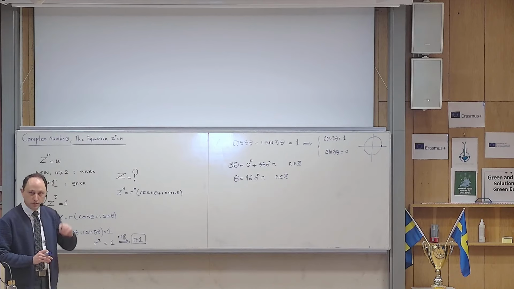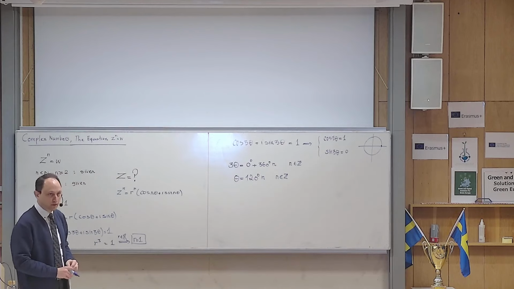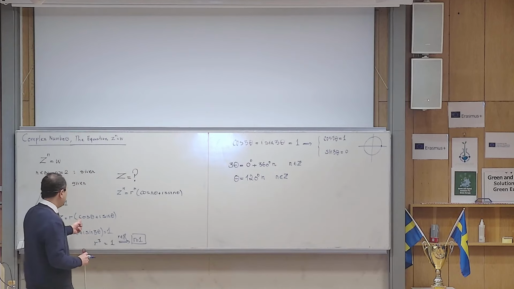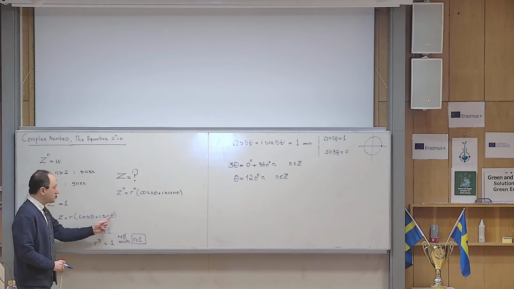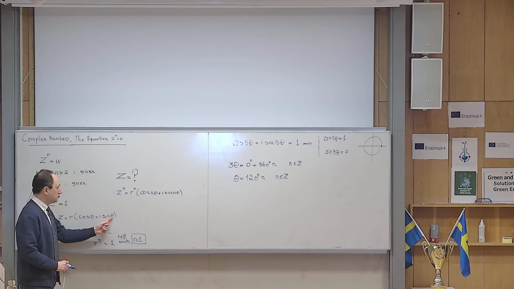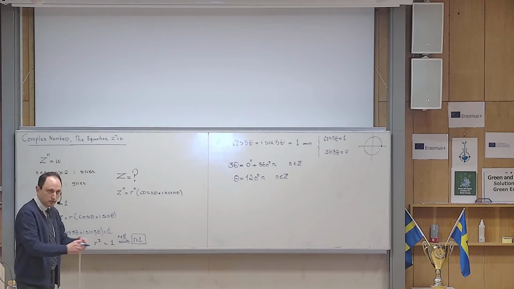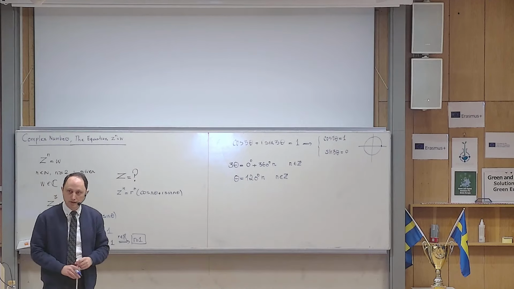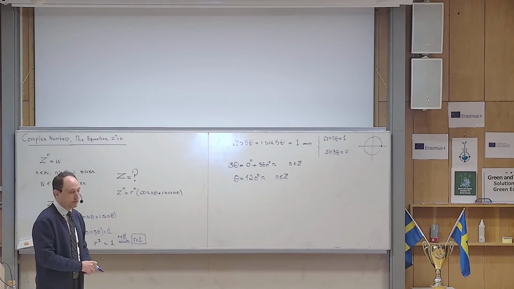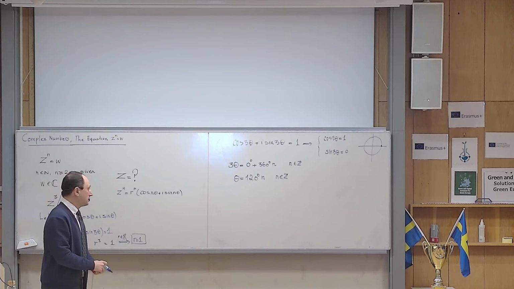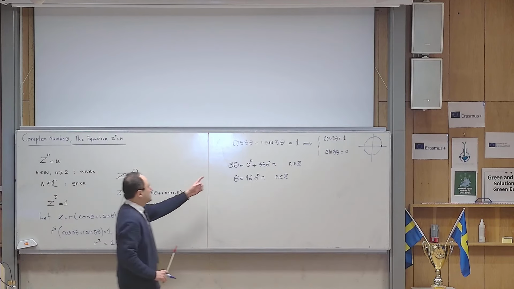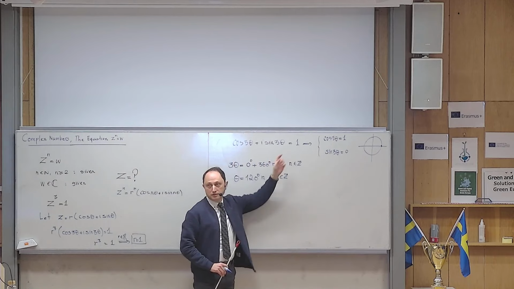Yes, because sine and cosine are periodic functions. They will start repeating themselves. The angles are, of course, all of them different. I agree with you, but that doesn't mean that cosine and sines are also all different, because they are periodic functions. They will repeat themselves.